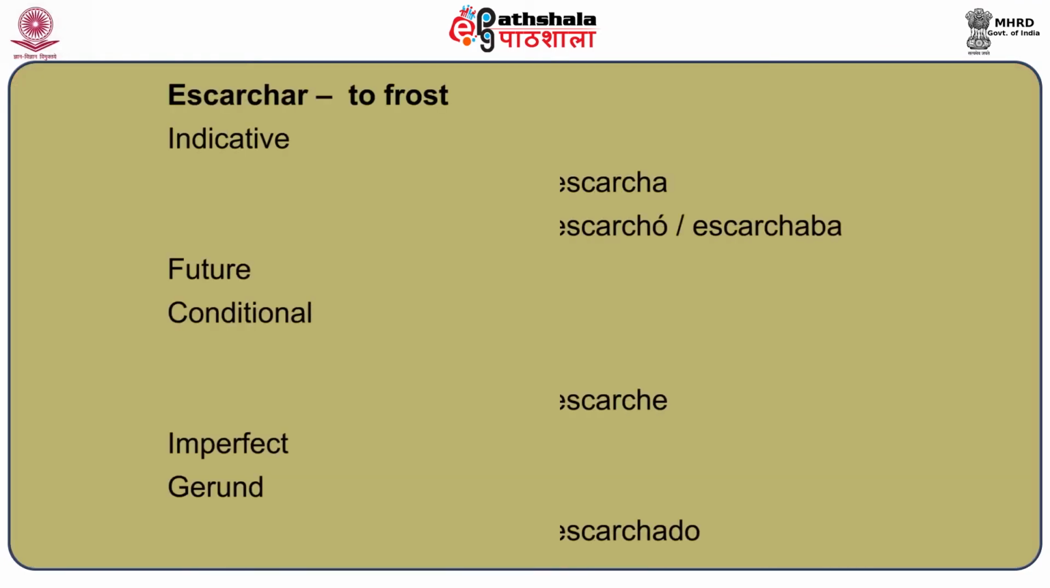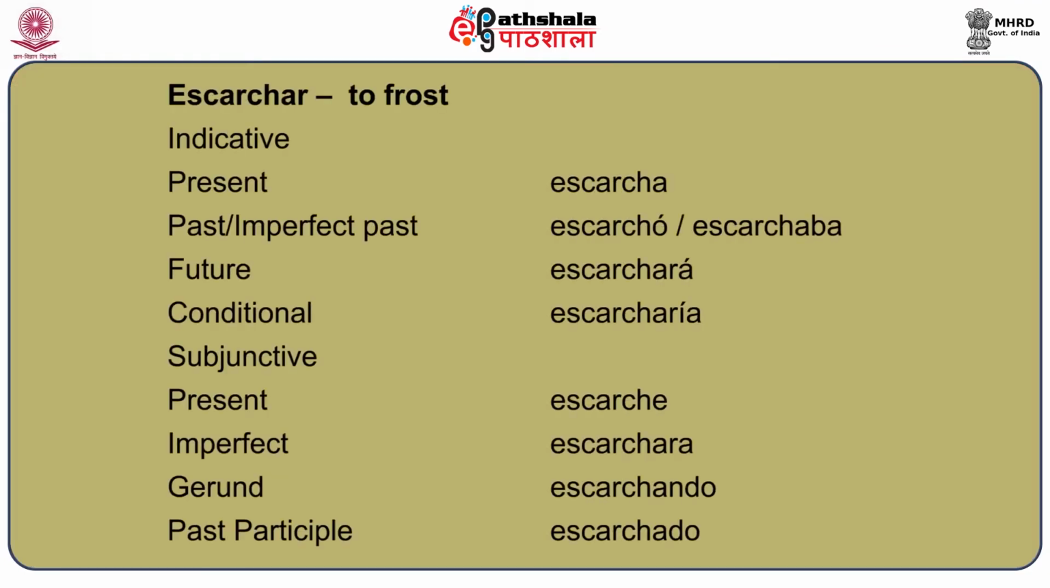Next verb is escarchar, which means to frost. Let us see the different conjugations possible in the third person singular for this verb. In the indicative, the present form is escarcha. The preterite is escarchó. The imperfect form is escarchaba. Future is escarchará. Conditional is escarcharía.